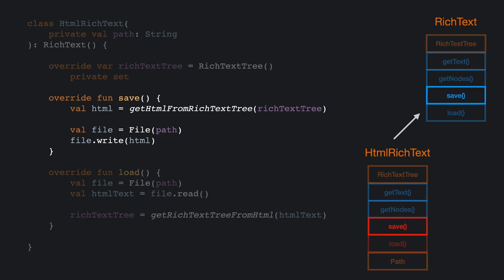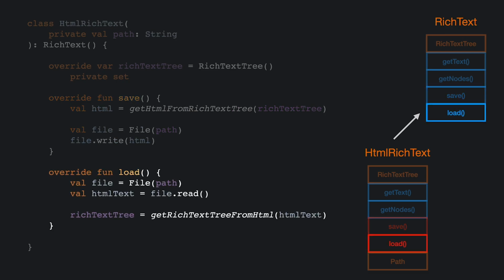For the save, we are converting the rich text tree to an HTML string and saving it back to the file. For the load method, we are loading the HTML text from the file and we are converting it into a rich text tree. Then we are setting it into the rich text tree that we have.